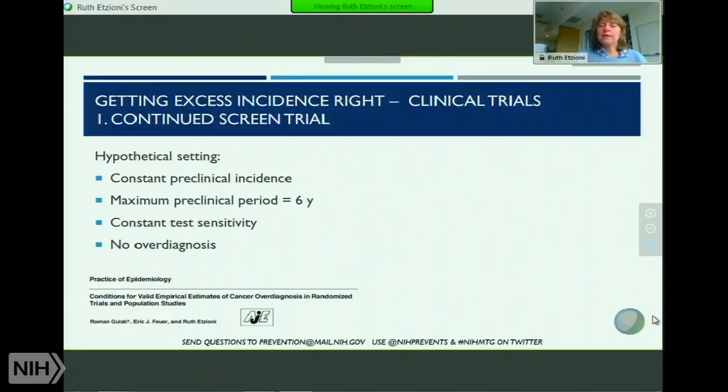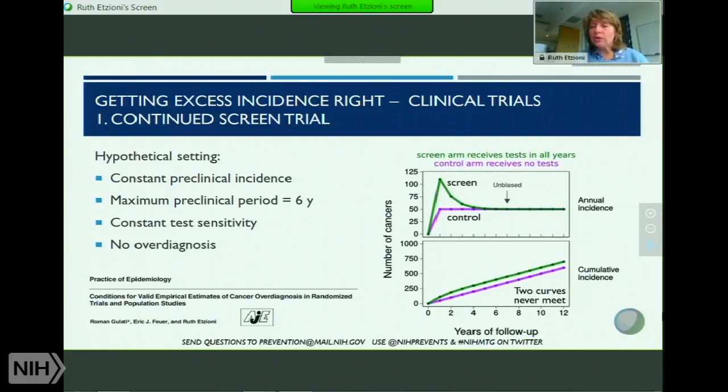And the setting that we're going to look at is, again, constant preclinical incidence. So we're going to look at cancers that have onset at a constant rate. We're going to specify a maximum preclinical period of 6 years. We're going to assume constant test sensitivity and no overdiagnosis. So what this work does is it takes an underlying specification, such as the one I've just shown you, and it translates it into what you would expect annual incidence to be.